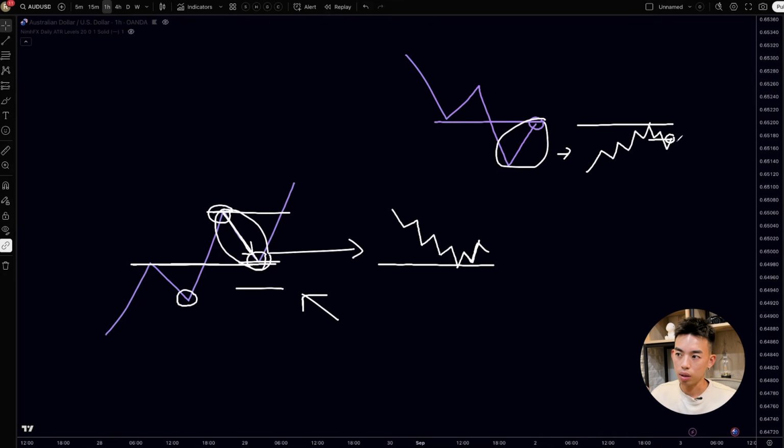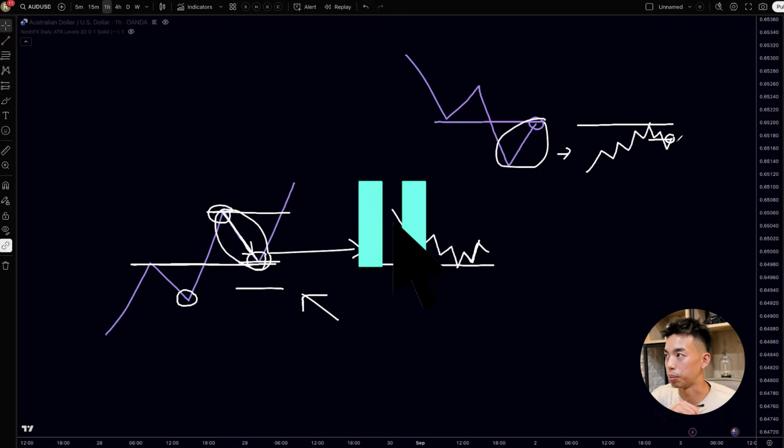Super simple. And for step 3, that's going to be for the exits. For the exits, we'll have a look at it on the live example.